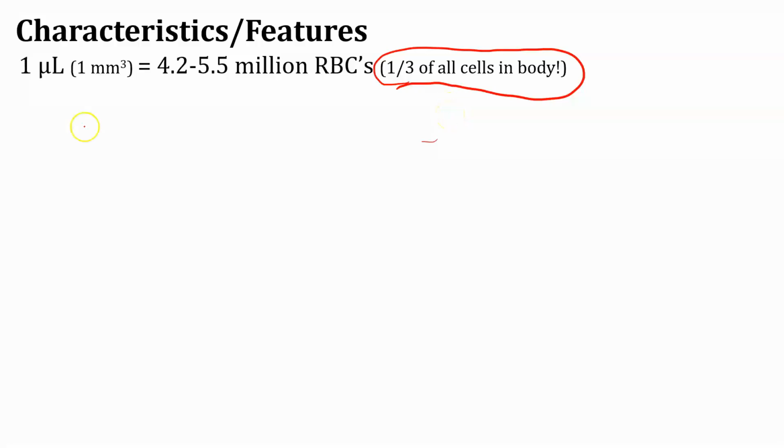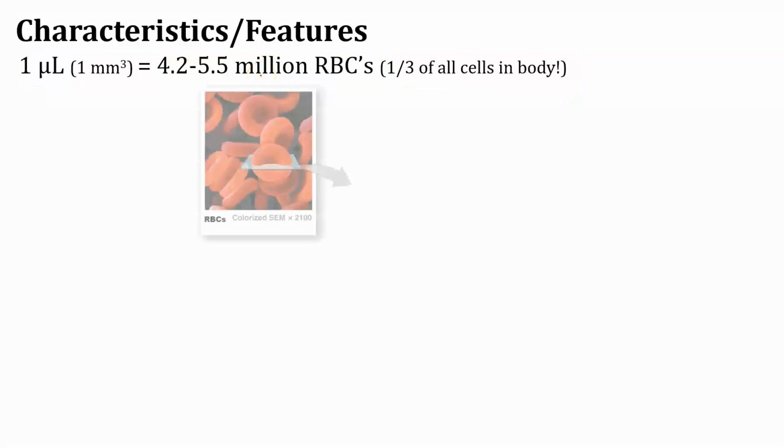This is maybe even more fascinating. If you were to take 1 microliter of blood, which would be basically 1 cubic millimeter, if you know about how long a millimeter is, you can kind of conceptualize how much 1 microliter is. Well, that will contain 4.2 to 5.5 million red blood cells.